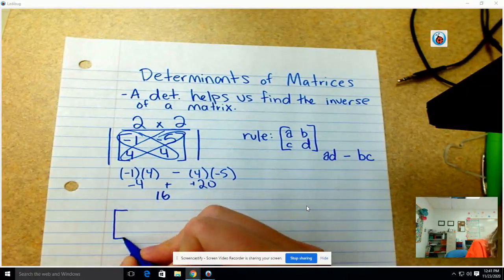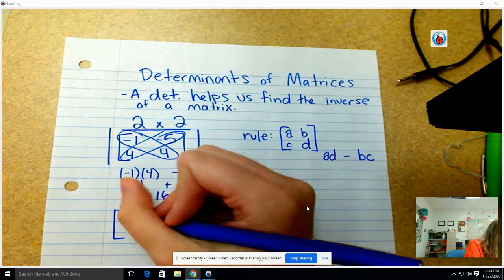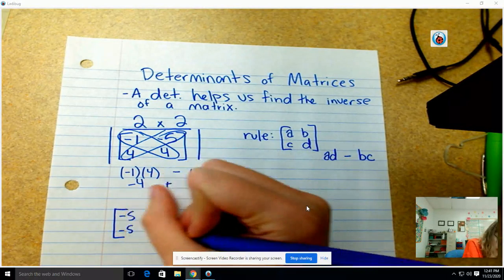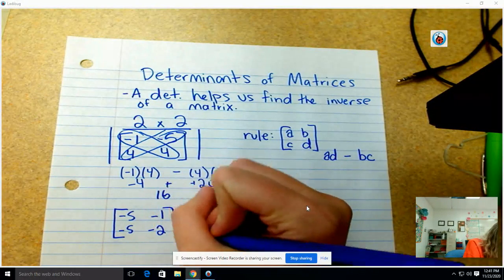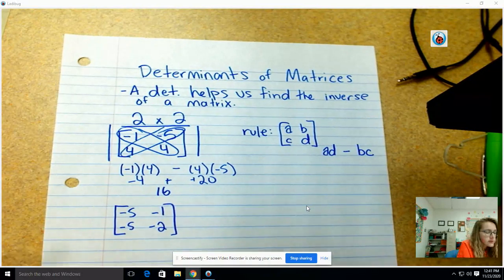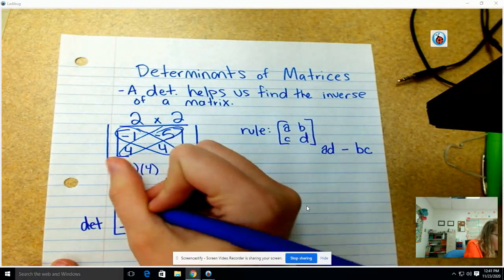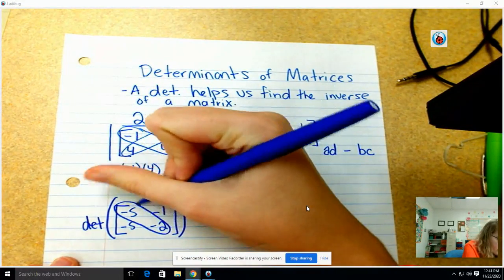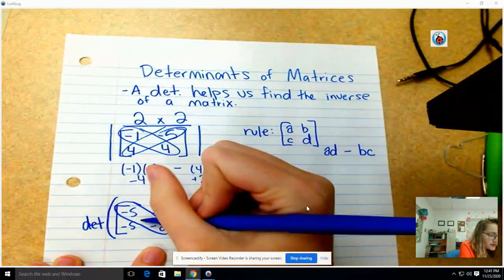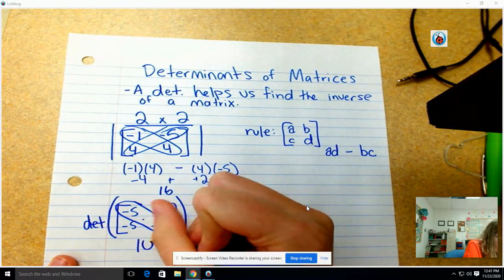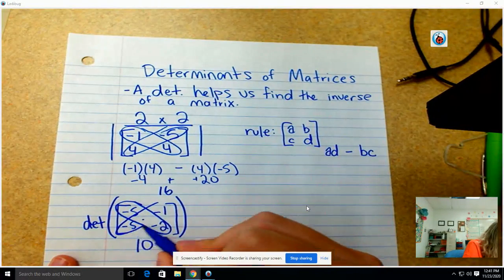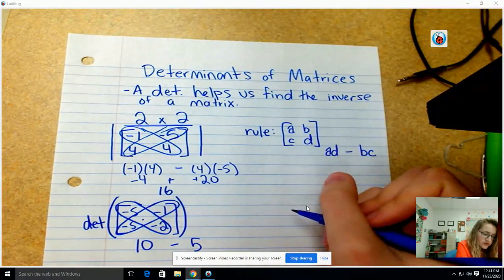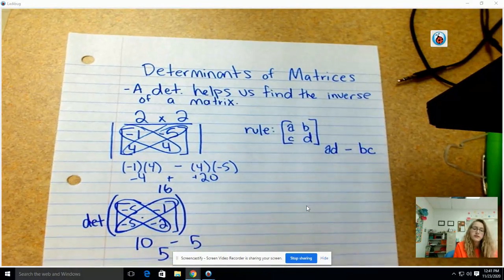We'll do another example real quick. If we are given this matrix, -5, -1, -5, -2, and we want to find the determinant of this one. You also might see it as DET with all of this in parentheses. We're going to have -5 times -2. That's going to give me 10 minus -5 times -1, which is going to give me 5. So 10 minus 5, my determinant is going to be 5.